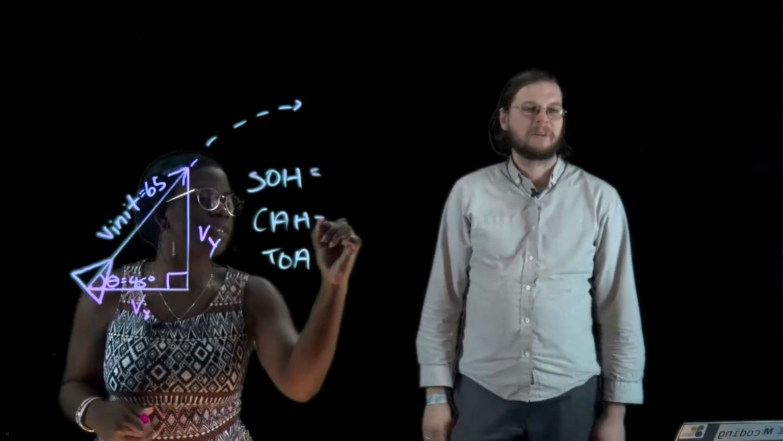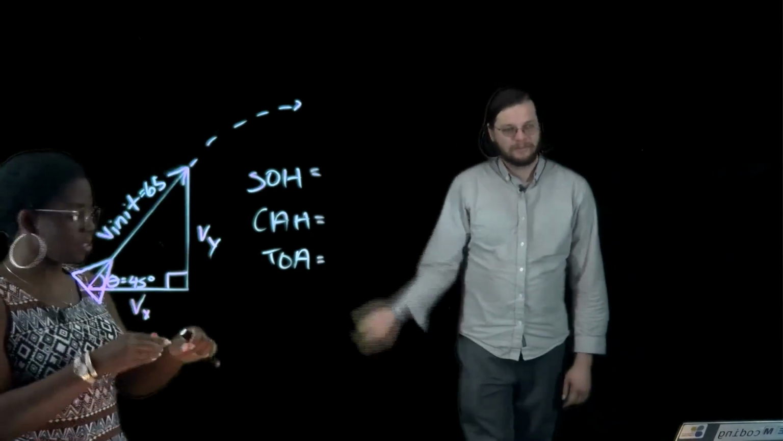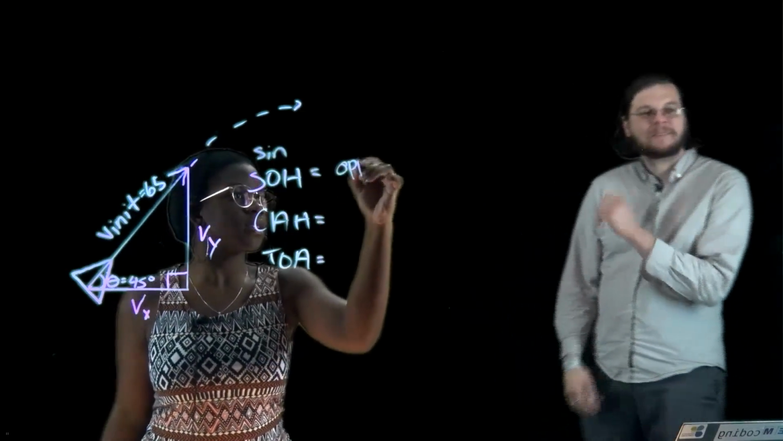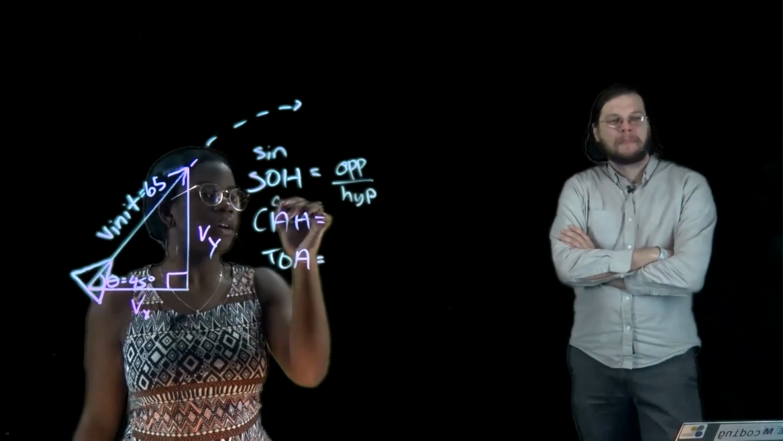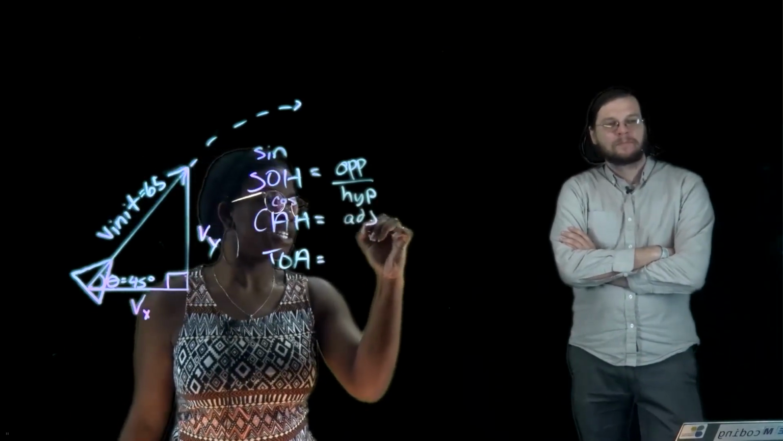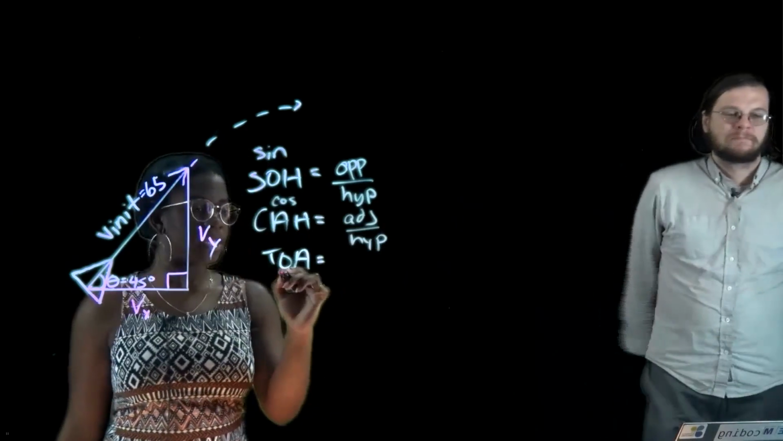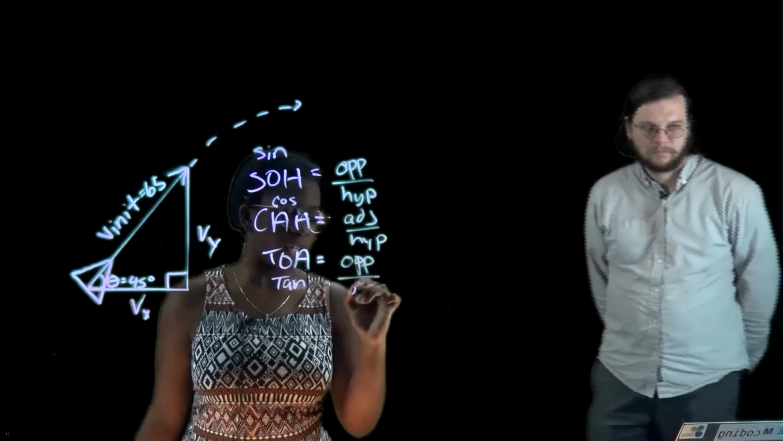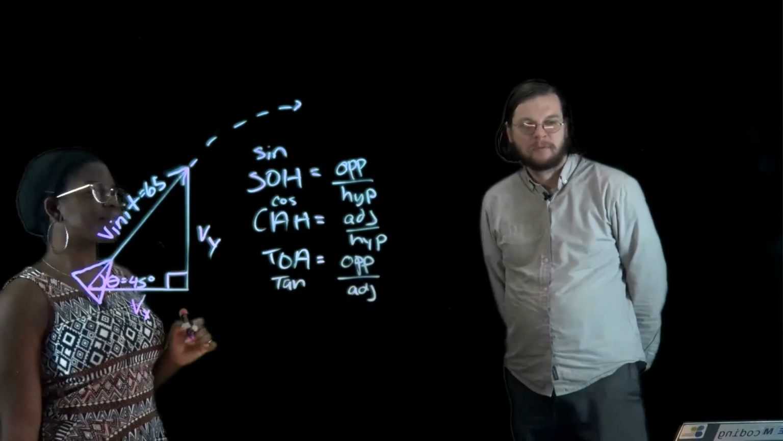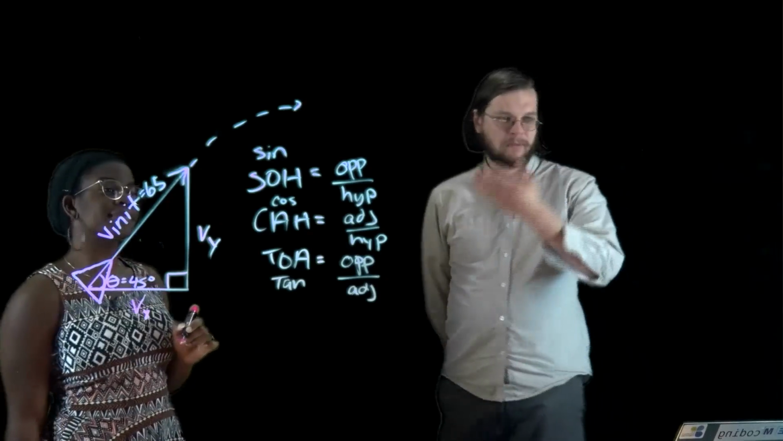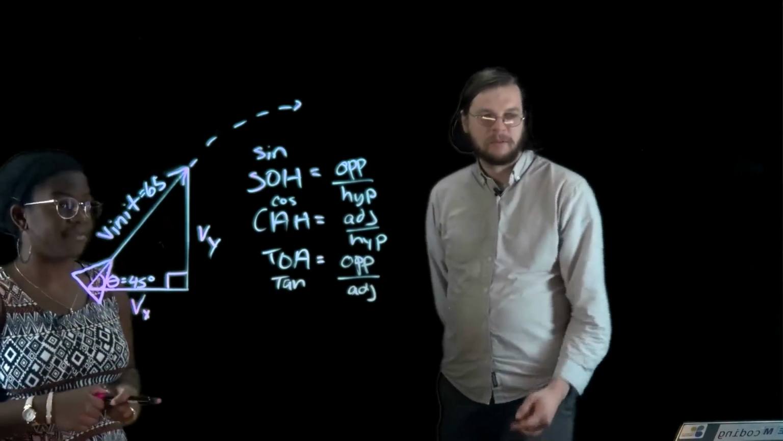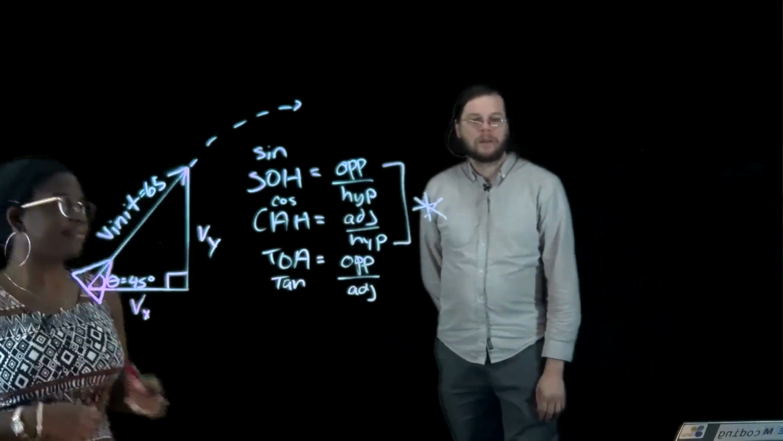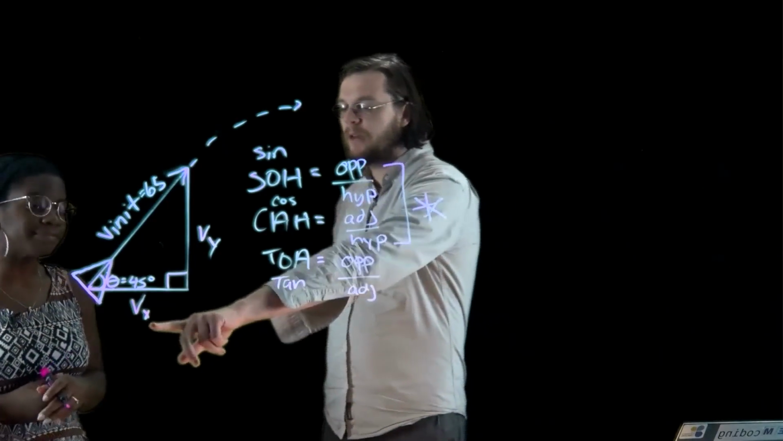Well, what does that mean, though? SOH means sine is equivalent to opposite over hypotenuse. Cosine is equivalent to adjacent over hypotenuse, and then tangent, or tan for short, is equal to opposite over adjacent. That's exactly right. All of these are relevant to today's situation, but the ones that we're going to be using are the sine and the cosine. And again, what we're trying to figure out is what is Vx and what is Vy.